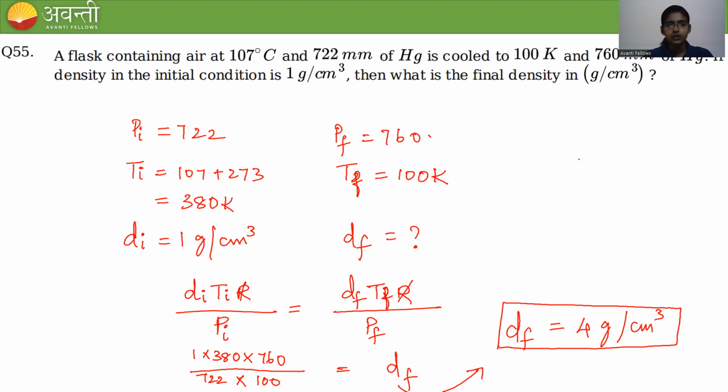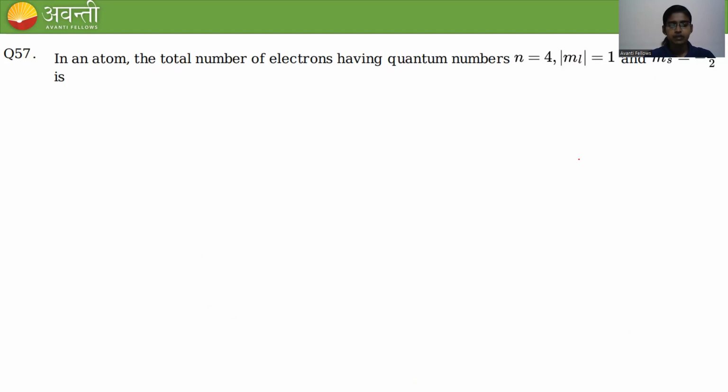Now coming to the next question. Question number 57. In an atom, the total number of electrons having the quantum numbers n equal to 4, ml equal to 1, and ms equal to minus half. So, if n is equal to 4, the possible l values are 0 to n minus 1, which is 0 to 4 minus 1, that is 3. That is 0, 1, 2, and 3.